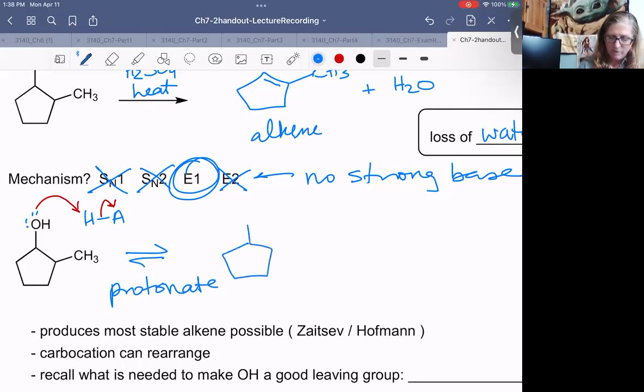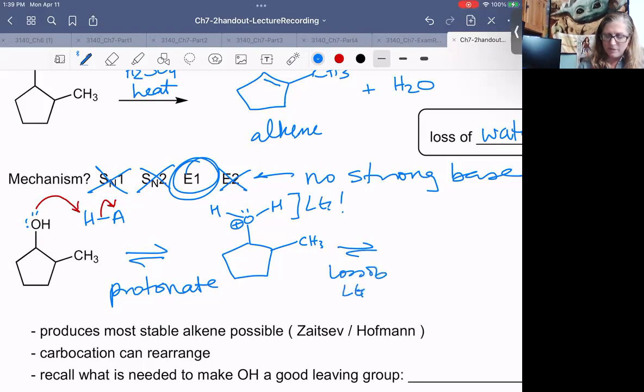So I'm going to protonate my oxygen, which gives me 2 protons on that oxygen now and a positive charge. Okay, and what does that do for us? Well, it just turns this into a good leaving group, because if it left, it would be leaving as water. So that is our next step, is loss of a leaving group.